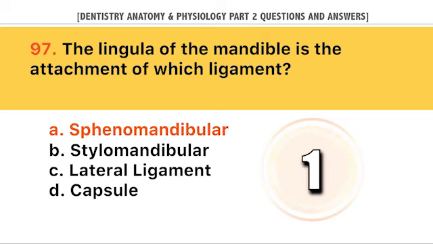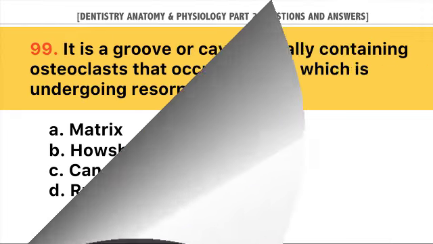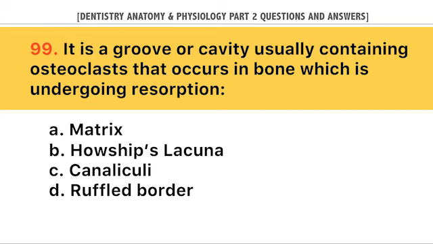Answer: A. sphenomandibular. This papilla is thin and wire-shaped, is the most numerous of the lingual papillae but has no taste buds. A. foliate, B. circumvallate, C. fungiform, D. filiform. Answer: D. filiform. It is a groove or cavity usually containing osteoclasts that occur in bone which is undergoing resorption. A. matrix, B. Howship's lacuna, C. canaliculi, D. ruffled border. Answer: B. Howship's lacuna.